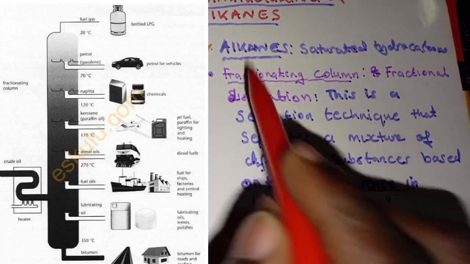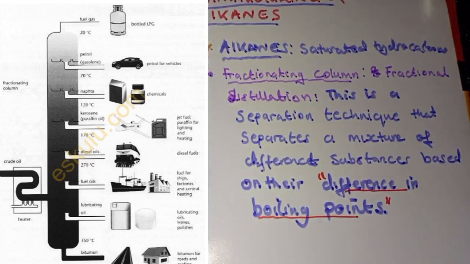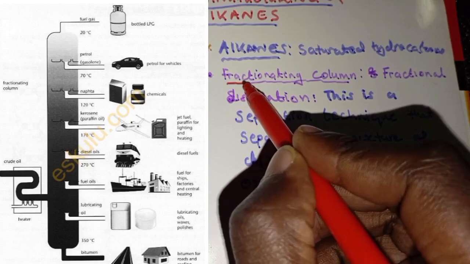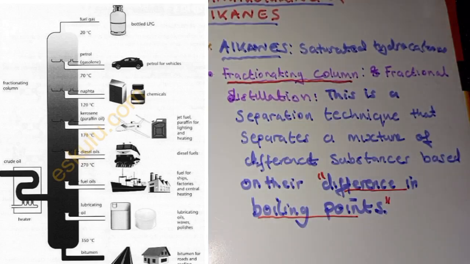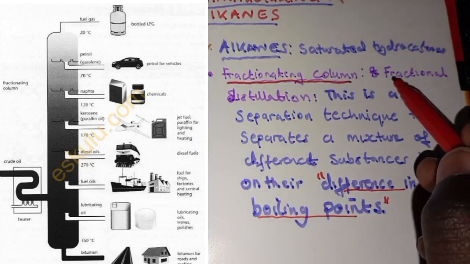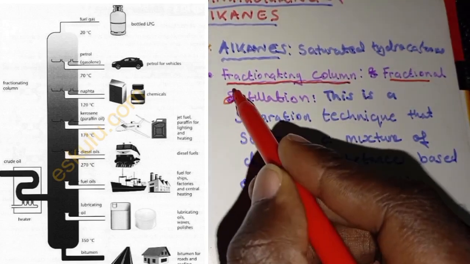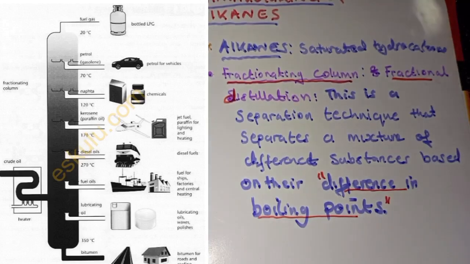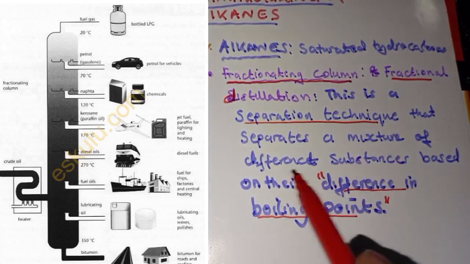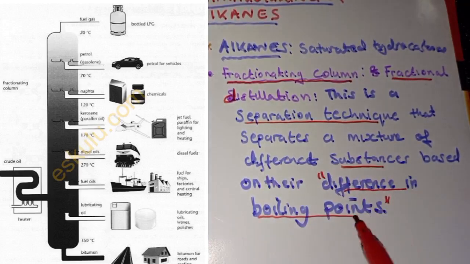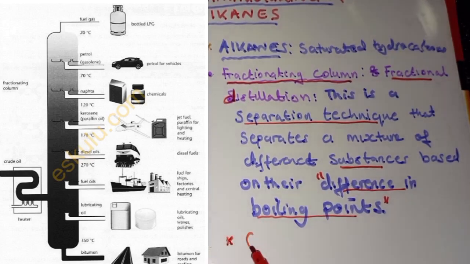So these alkanes, we're looking at how they are manufactured. They are manufactured in a fractionating column, which is what you are seeing on the left. The process involved is called fractional distillation, a separation technique that separates a mixture of different substances based on their difference in boiling points.